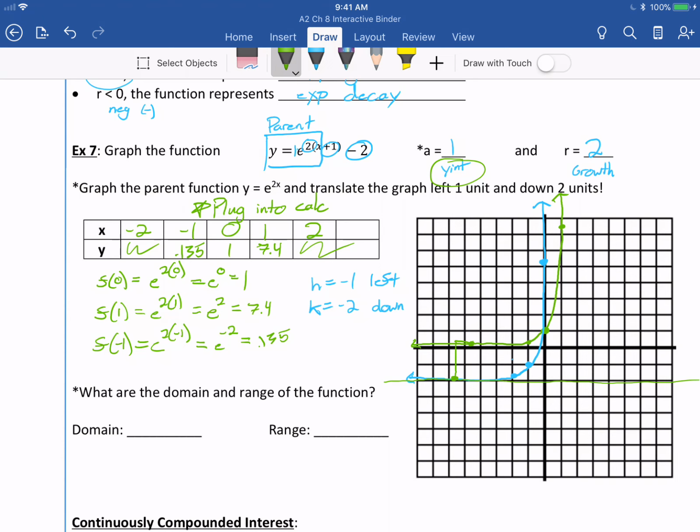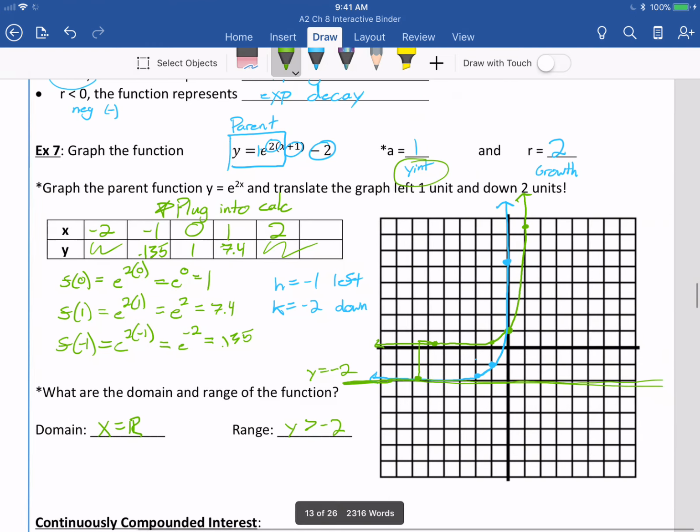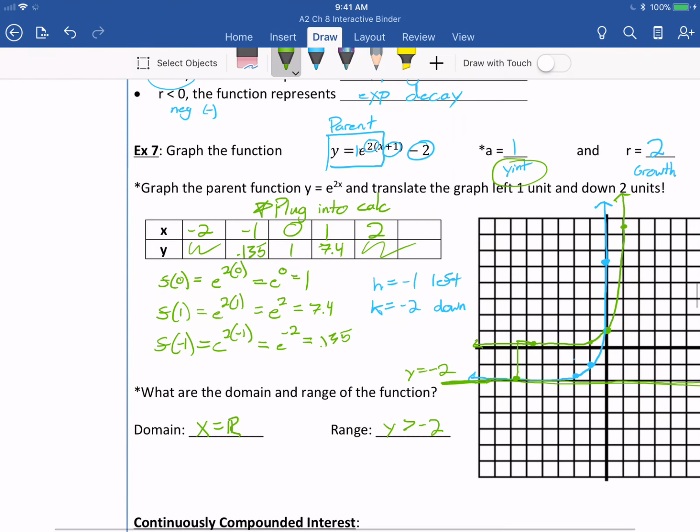All right, so here we go, my domain and my range. My domain is x equals all real numbers. There's no restrictions on my x's. And my range is my y's are greater than -2. That line, because this line right here is y equals -2. So everything has to be bigger than that -2 for my y's.